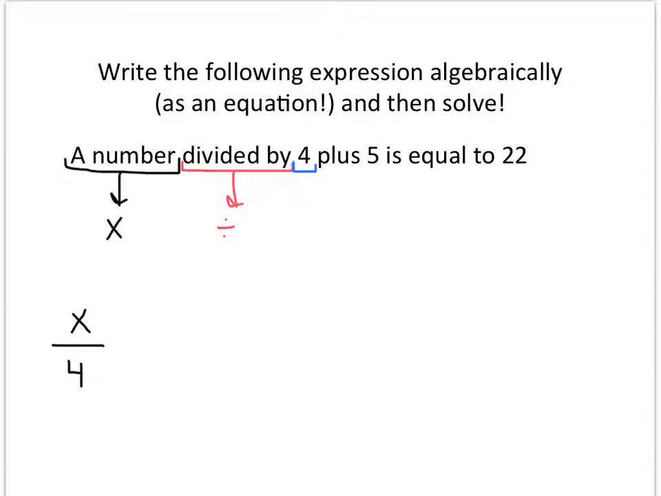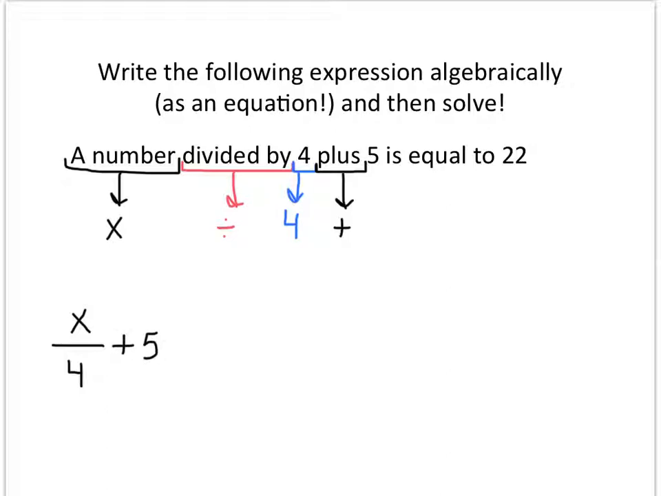Another operation's coming here. I can see that the next key word here is plus. And again, here's where it gets a little tricky. People ask, well, does the plus 5 go down in the denominator? And the answer is no. There was no quantity of 4 plus 5, right? That would imply that the 4 plus 5 were in parentheses and both do no division. So we're just assuming that the plus 5 here is a completely new operation.